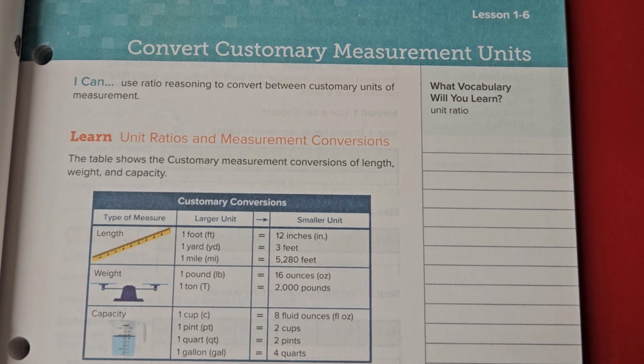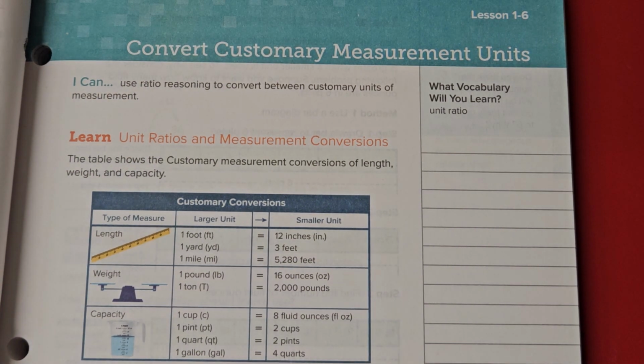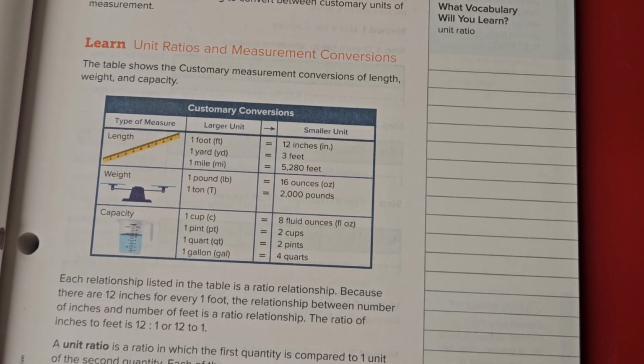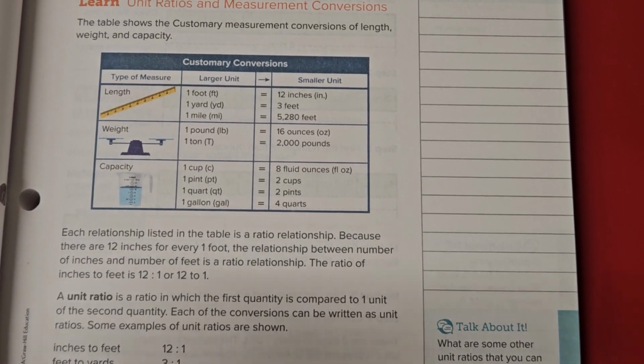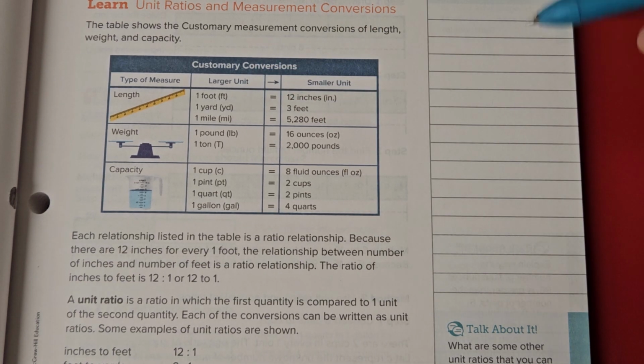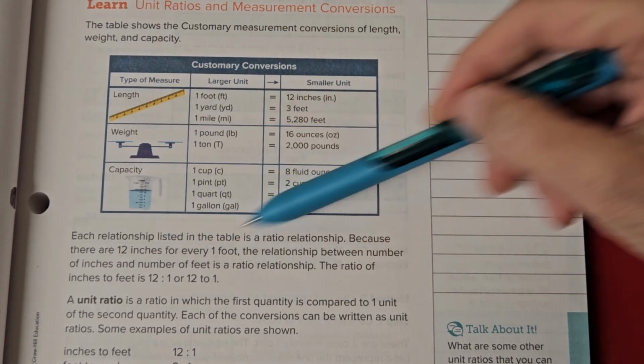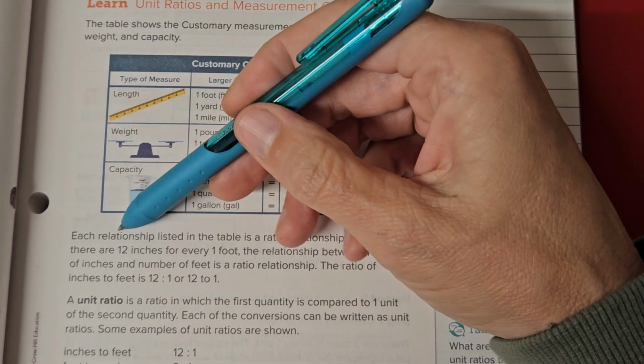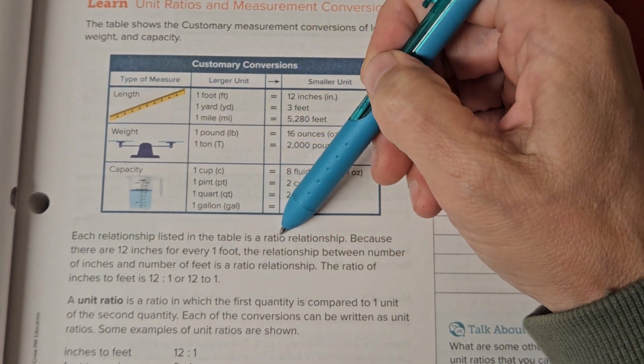Is it helpful to know there's 5,280 feet in a mile? Maybe not for everyone, but if you are a civil engineer, yeah, you will definitely remember that number as you work through your career. So this is a good page to mark in your workbook because you'll reference it later in this module. Each relationship listed in the table is a ratio relationship.